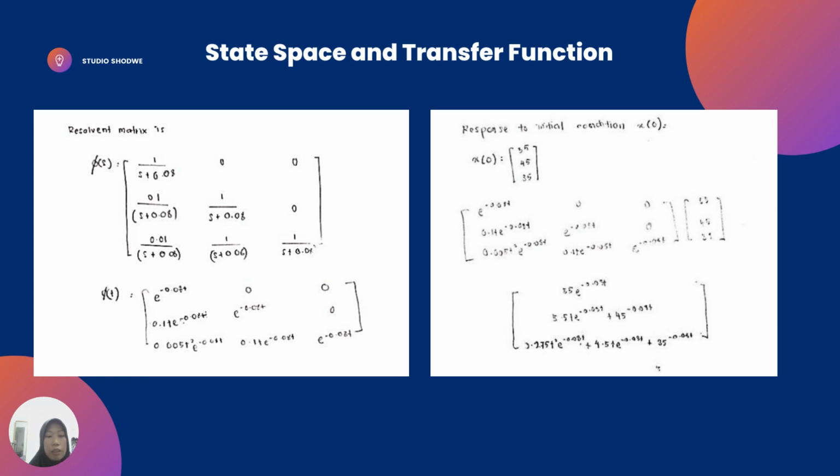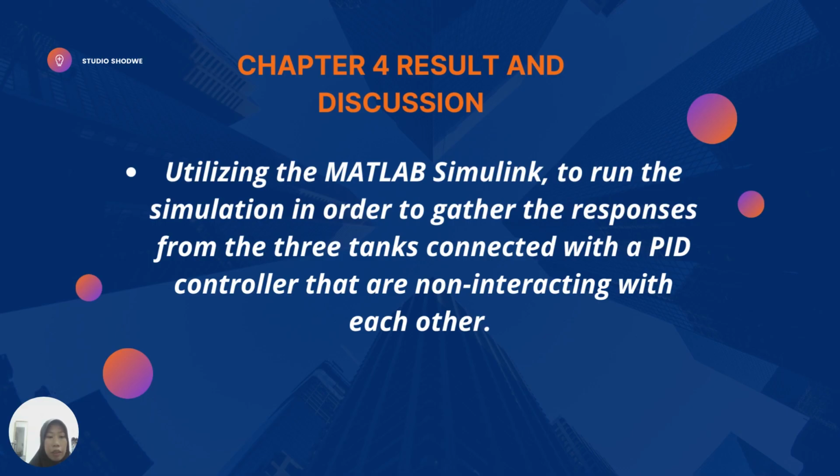Next is state space and transfer function also. But this one is a resolvent matrix, different from state space and transfer function. But the calculation also uses the values we get from the state space and transfer function. Next is chapter 4.